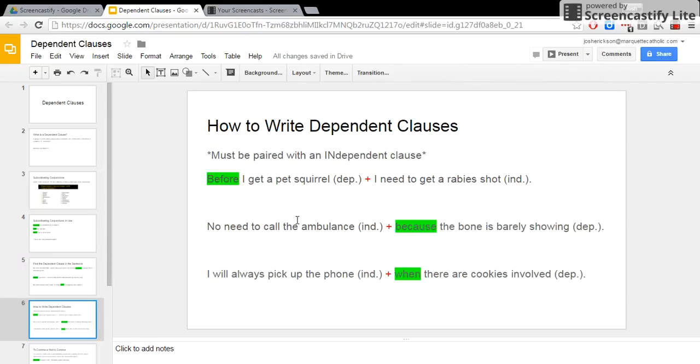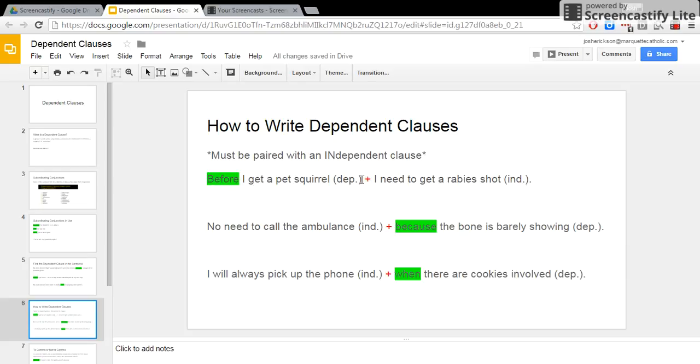Moving on to this next part. When you're writing dependent clauses, they need to be paired with an independent clause. It needs to be put with a sentence, with a clause that can stand on its own.